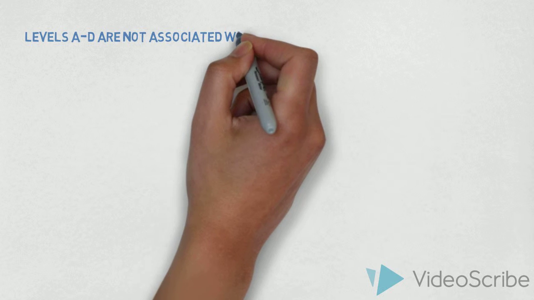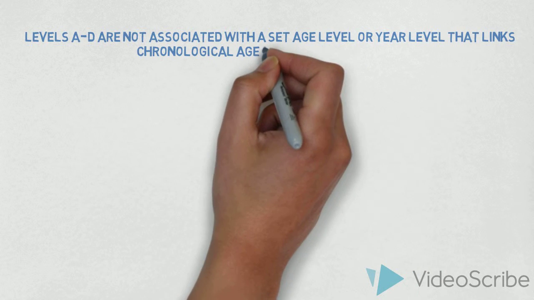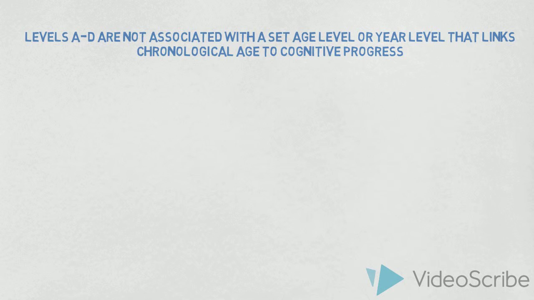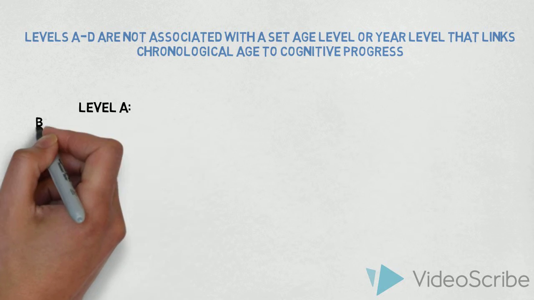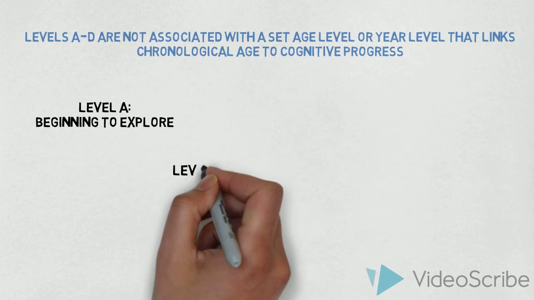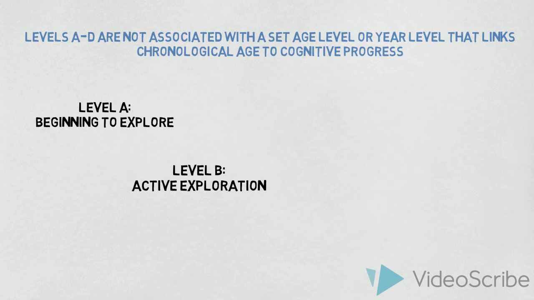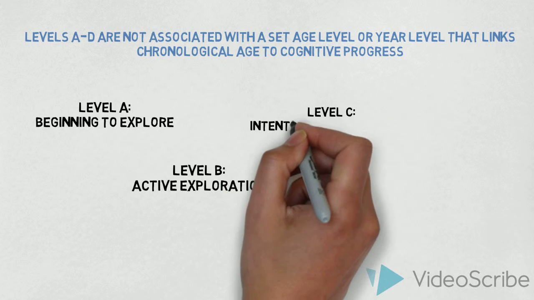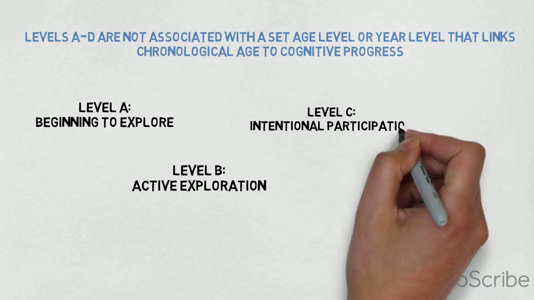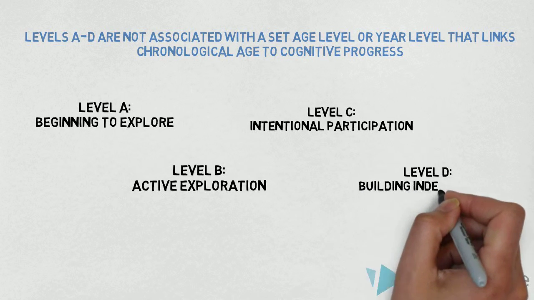Levels A to D are not associated with a set age level or year level that links to chronological age and cognitive process. Level A is where students are beginning to explore with thinking processes. Level B is where students are starting active exploration of the world around them. Level C promotes intentional participation in thinking and learning. And Level D is building independence with students.